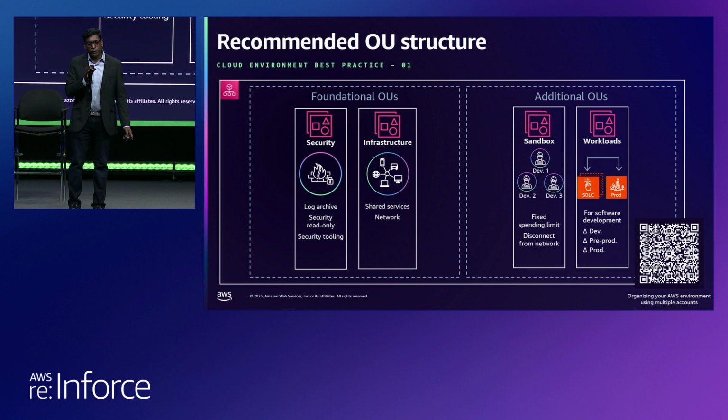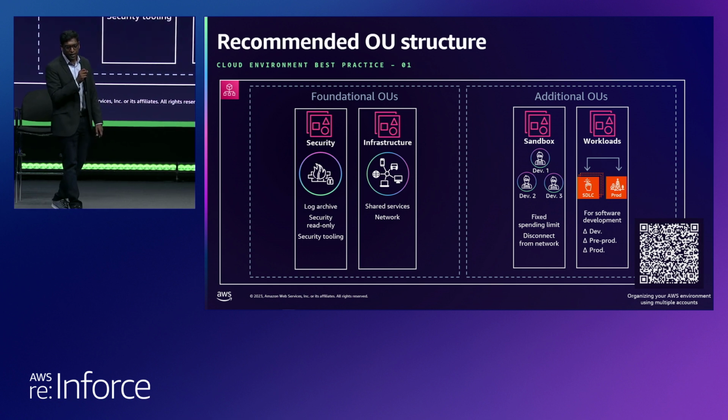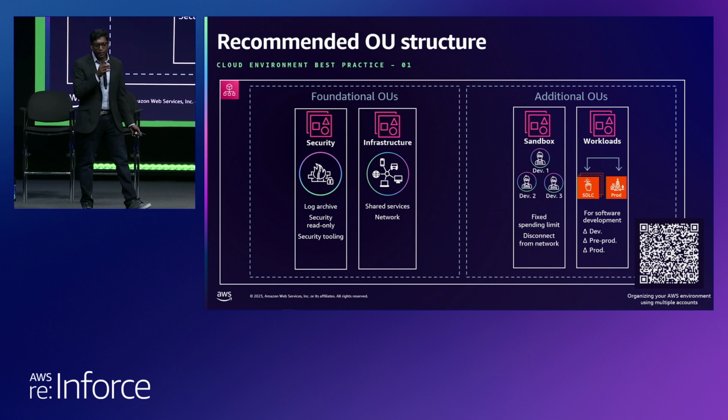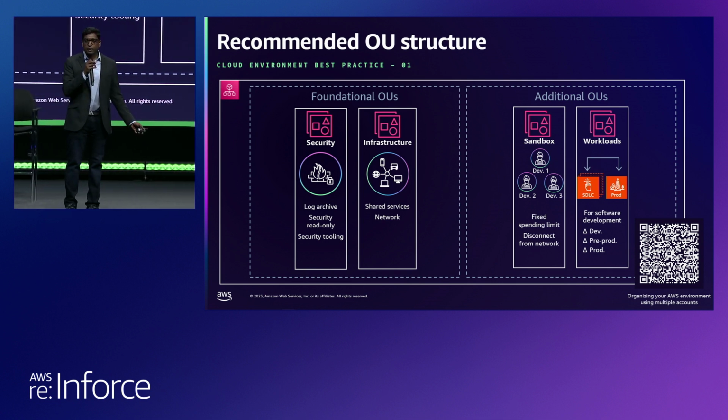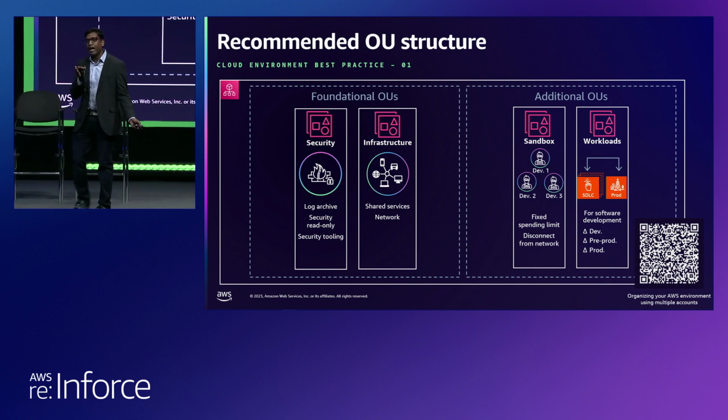And in the sandbox OU, the thing to remember about these accounts is that they are disconnected from your production network. That means workloads in the sandbox accounts cannot access sensitive data sets. Then with the workloads OUs, you can set up production workloads, test workloads, pre-prod workloads, and so on. The QR code directs you towards a white paper that gives you more details on other organizational units that you can create, such as a policy staging OU, suspended OU, deployments organizational units, and others.